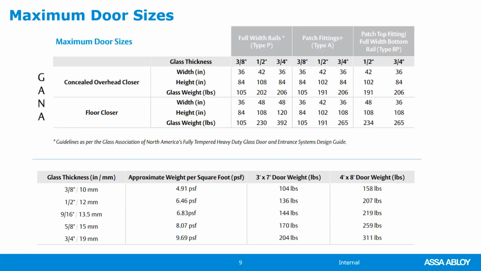So, maximum door sizes. Below in this chart, this really shows what GANA talks about in regards to the maximum door sizes based off of a combination of the hardware you've selected and the actual size of the door. You can see, for example, if you look at a floor closer with a P-style door and 3/4 inch glass, you can have an all glass door that goes up to about 10 feet tall. And that's a really big door.